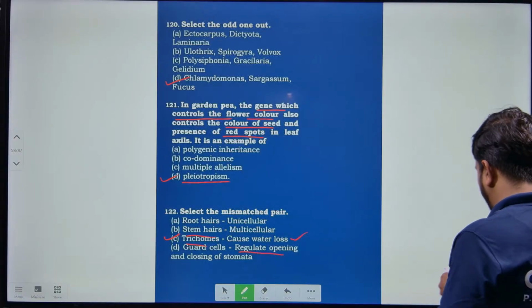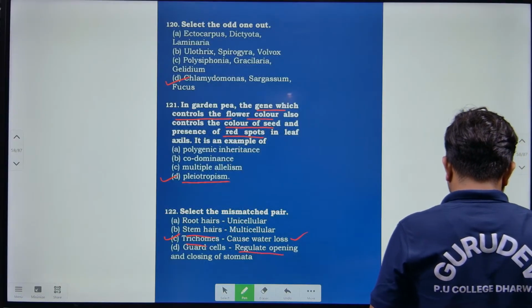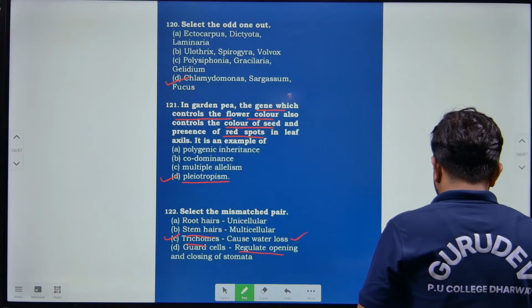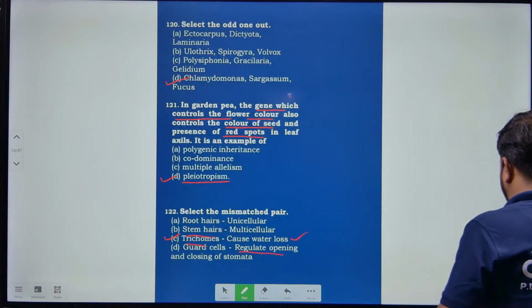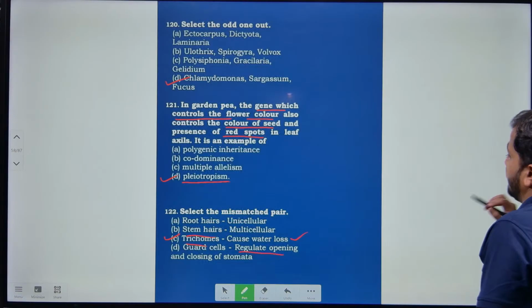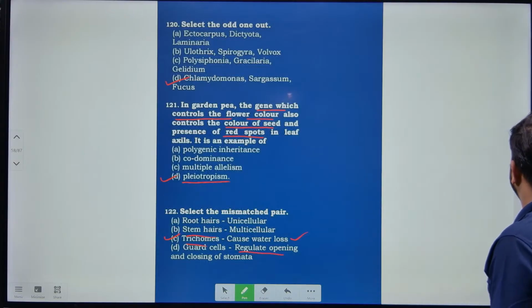Majorly, the trichome present on the surface usually helps with respect to dispersal. So for dispersal purposes, the trichome can even be used.